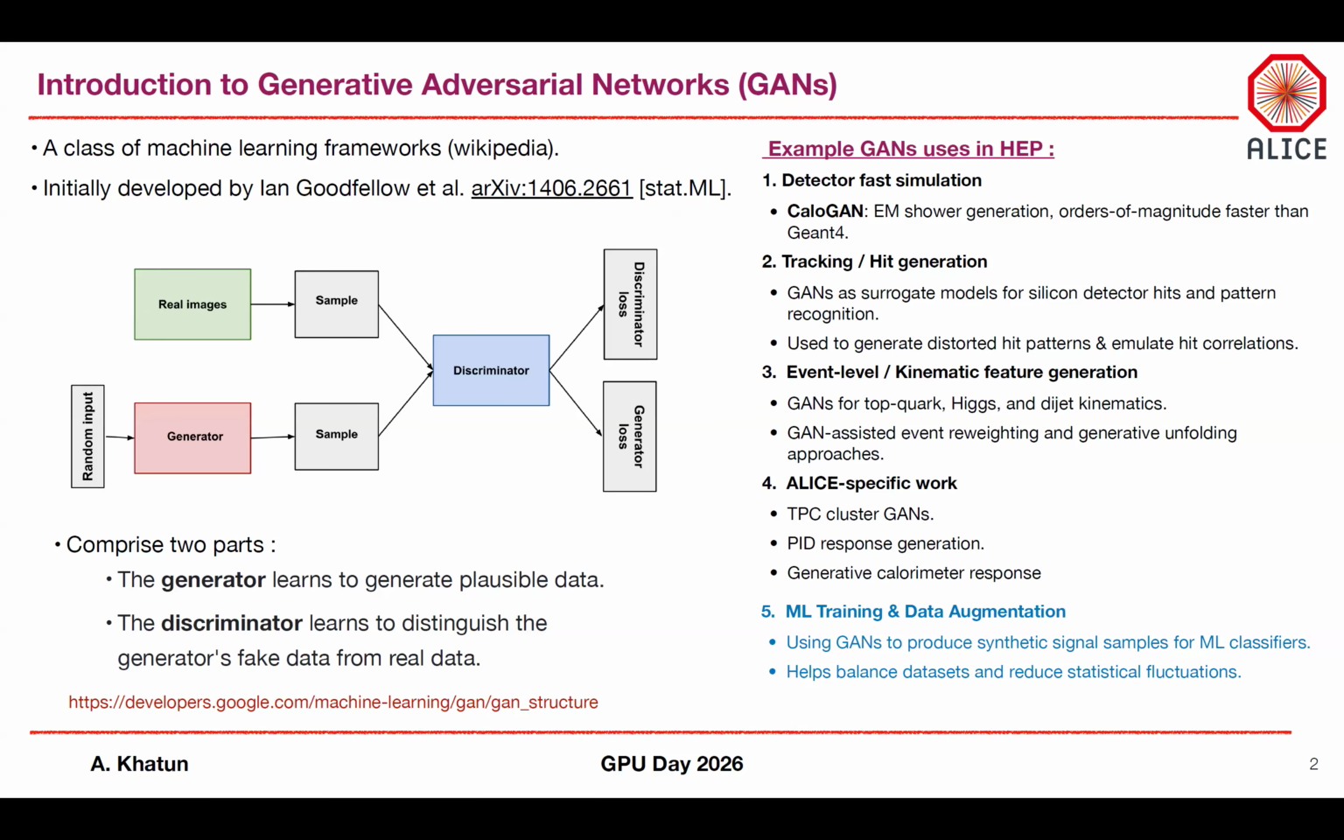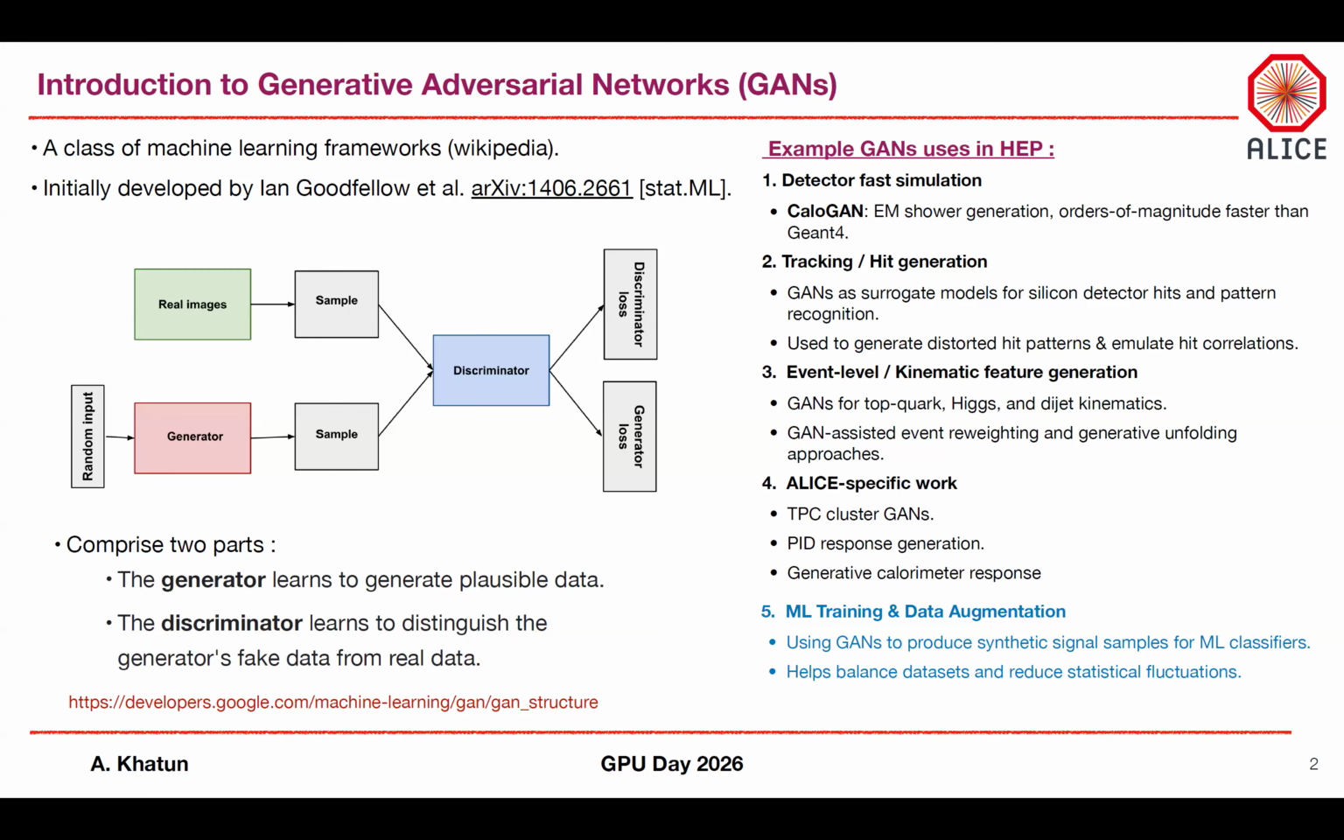As we saw in the previous sessions, there are also uses of GAN, but that was for image production. Here, just to simplify, GANs are machine learning frameworks comprised of two parts, a generator and a discriminator. The generator learns to generate plausible data, and the discriminator learns how to distinguish between the real and the produced synthetic data. It was initially developed by Ian Goodfellow and collaborators.